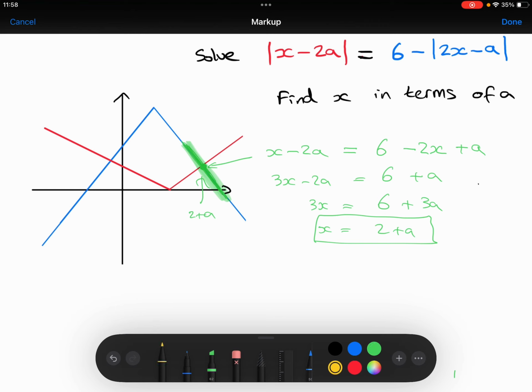What about this point over here? Well, that's where the blue line needs to have a positive gradient and the red line needs to have a negative gradient. Looking at the red line here, it's going down, it's got a negative gradient, so I need that to be a minus x, which means I need this to be a positive 2a.